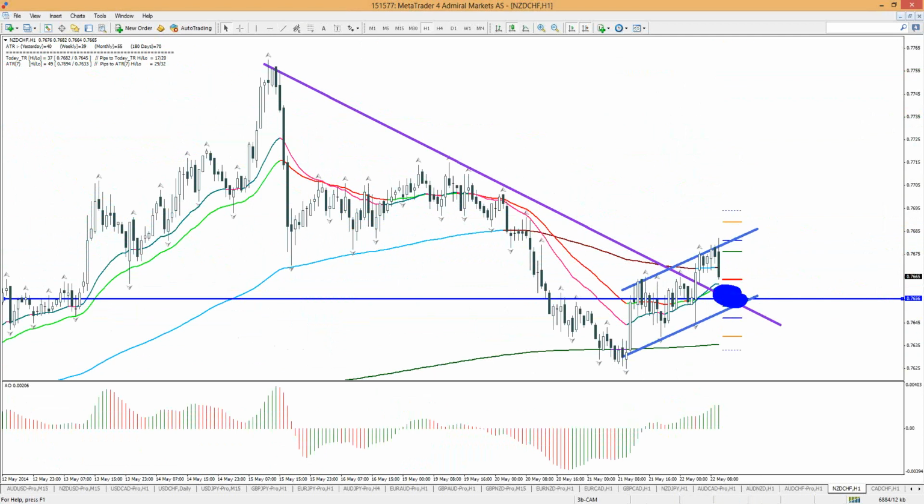Could be a bouncing spot though. I still stick with that. But instead of an entry, I would still rather wait for more confirmation. Let's see what else we're looking at.